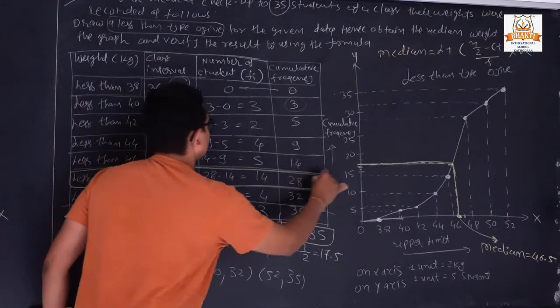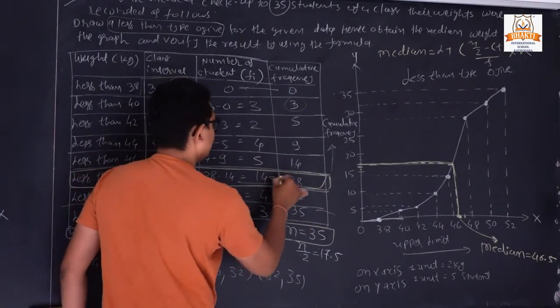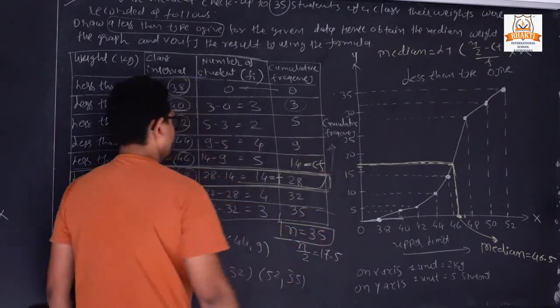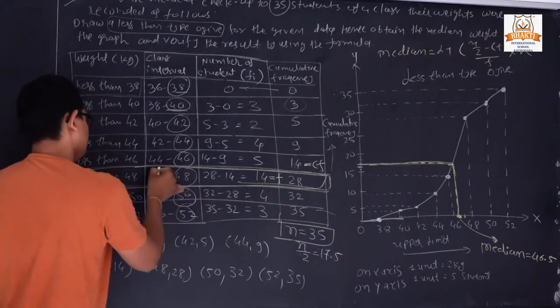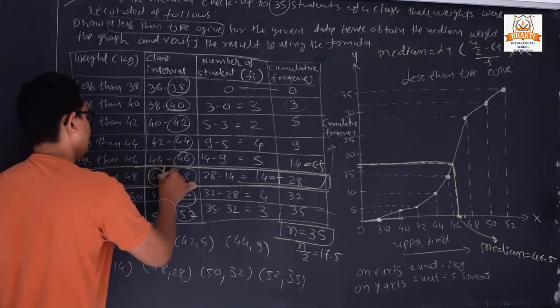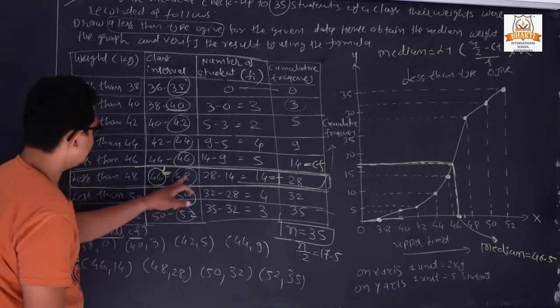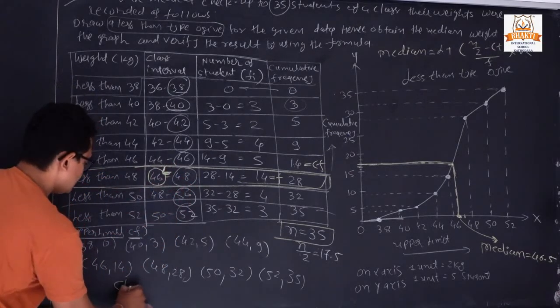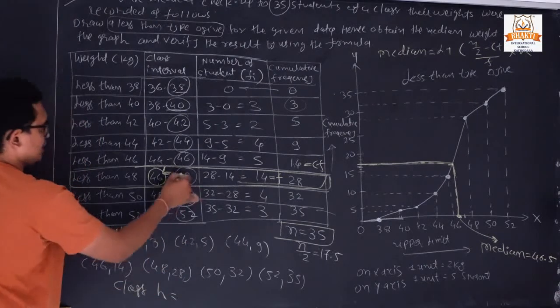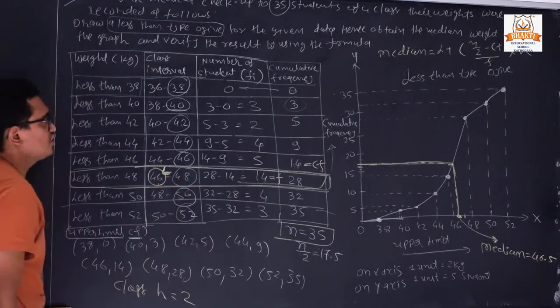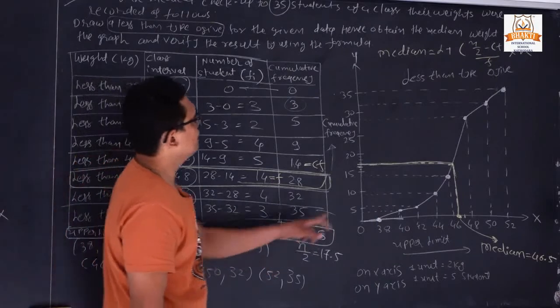We are selecting that column. So it is a value of F, it is a value of CF, and it is a value of L. And what is the height? Class height H is equal to upper limit minus lower limit, so it is 2. Now you can put all the values.